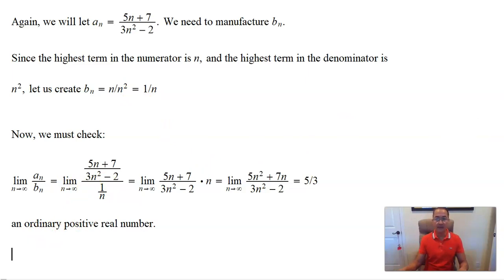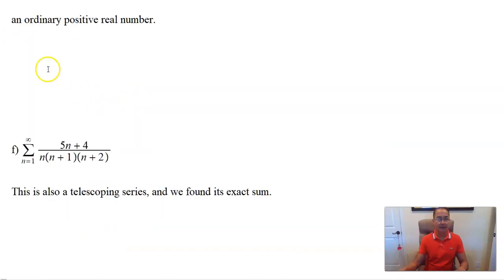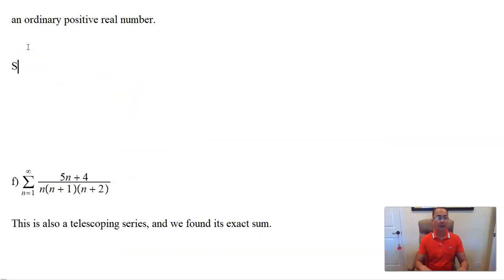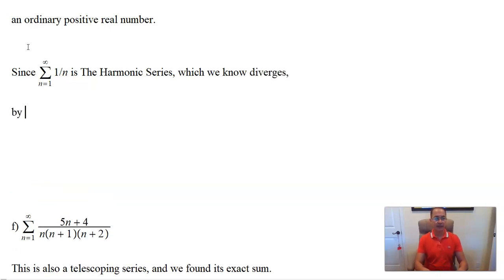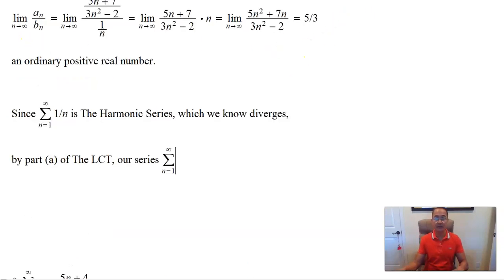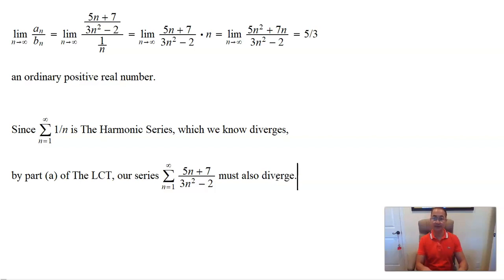So, I need the summation symbol once more. Here we go. Since summation of 1 over n is the harmonic series, reminder, it has a name, which we know diverges, by part A of the LCT, our series, which is summation of 5n plus 7 over 3n squared minus 2, must also diverge.